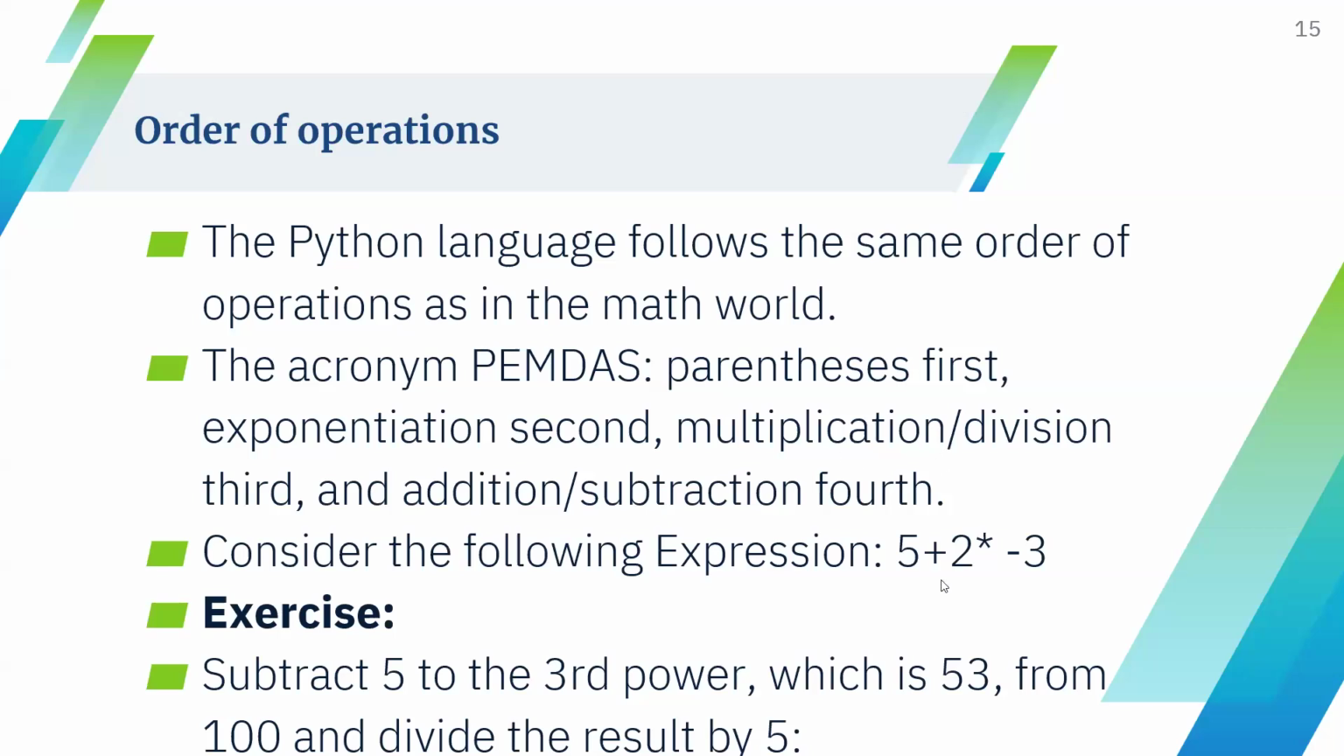This 5, 2 and minus 3 are called operands. But in between we have the operators: plus, asterisk, minus. The combination of operand and operator is called an expression. A plus B into C divided by Z, that is also an expression.